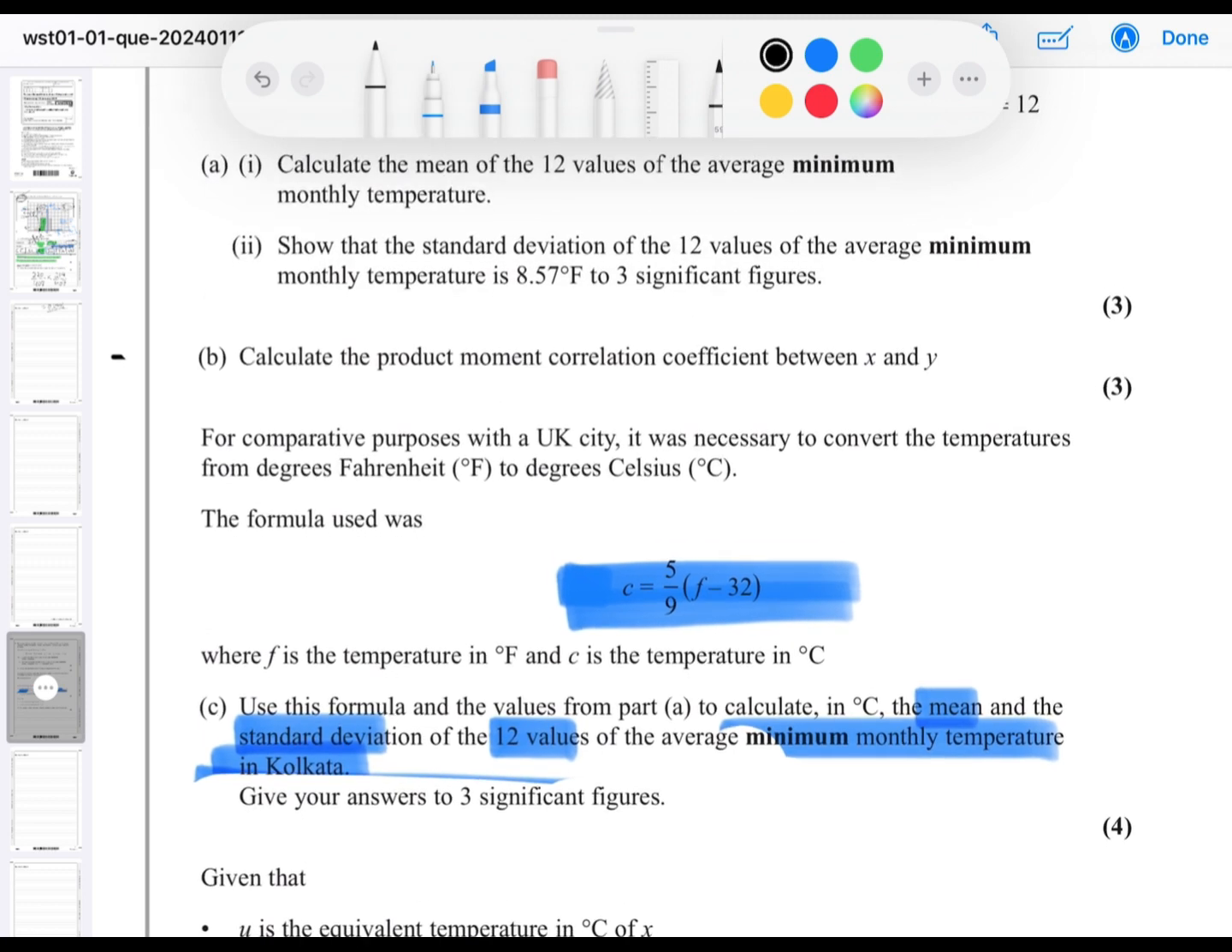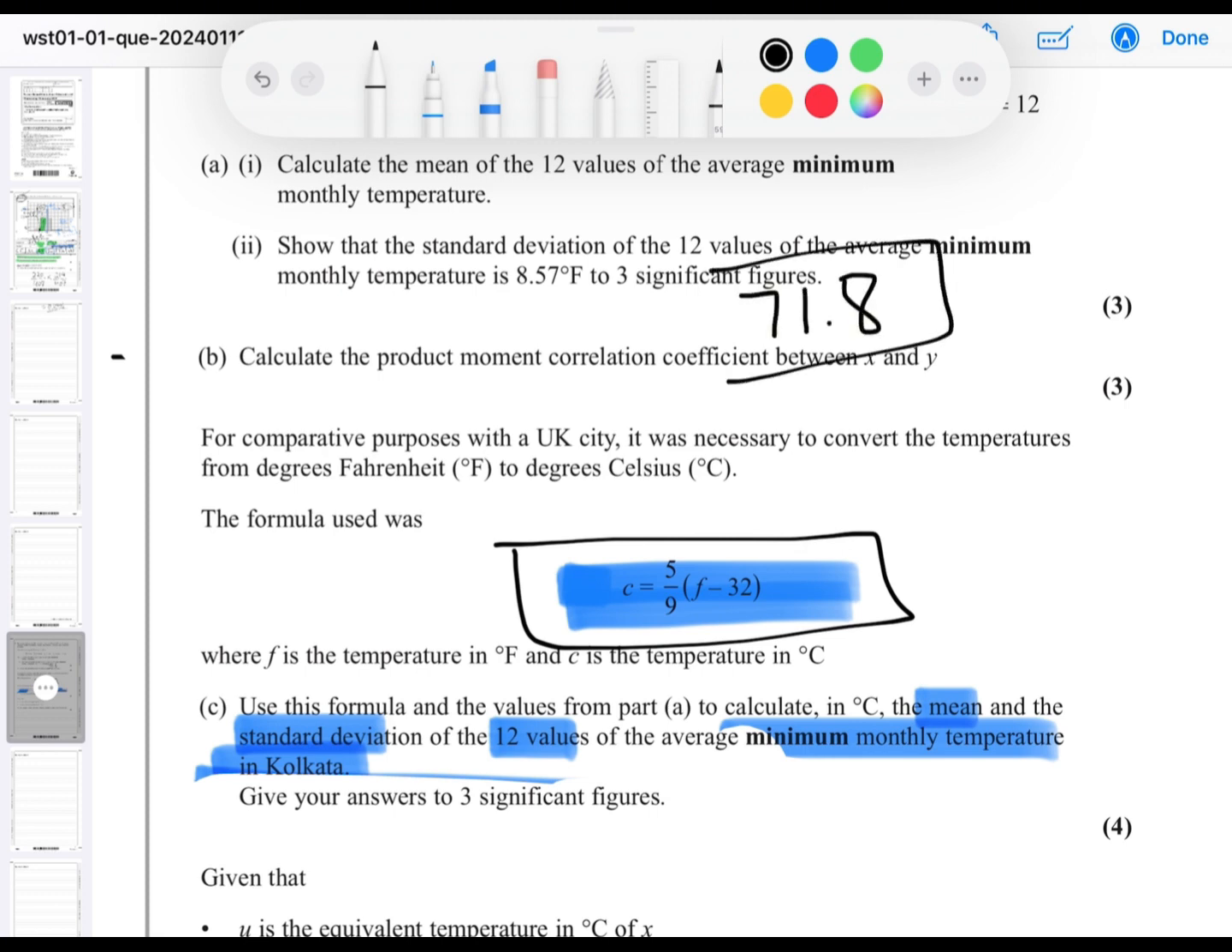Now, this is the formula for conversion from Fahrenheit to degree centigrade. By putting the mean here, the mean which we got in the first part was 71.8. So by putting the mean of Fahrenheit in the formula, we will get the mean for the degree centigrade. Very obvious, because we are just converting it. By putting any number, we will just get the converted form of it in the other unit.